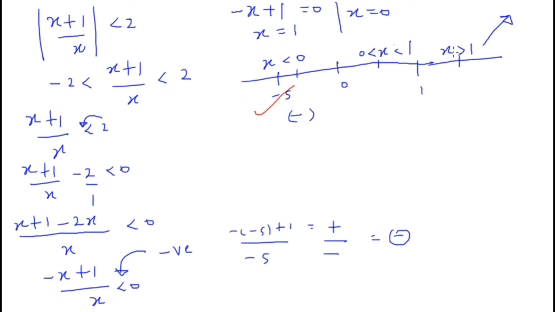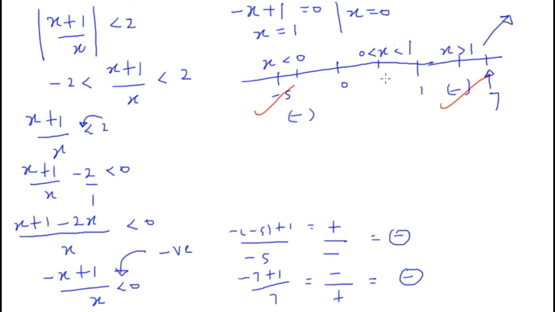Now let me test the other region, x greater than 1. If I pick a value in this region, I may pick 7. If I substitute 7 at the numerator, I will have -7 plus 1 upon 7, which is a minus at the numerator, and then a positive value at the denominator. Minus divided by plus is minus, so I have a negative value for this region as well. So that means this region satisfies the inequality.